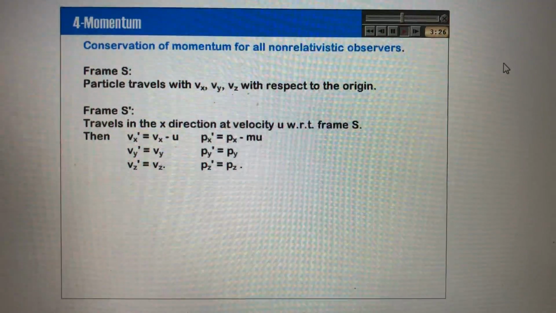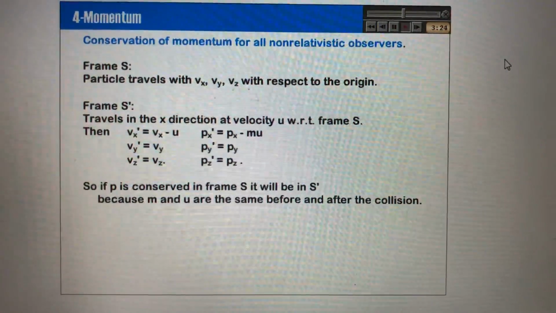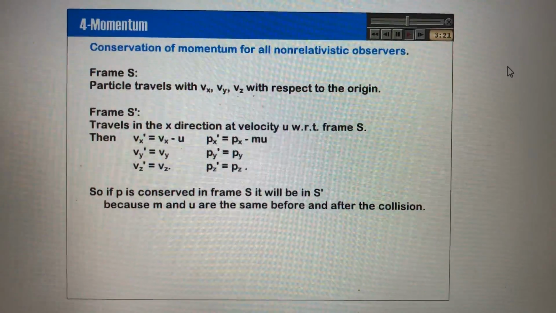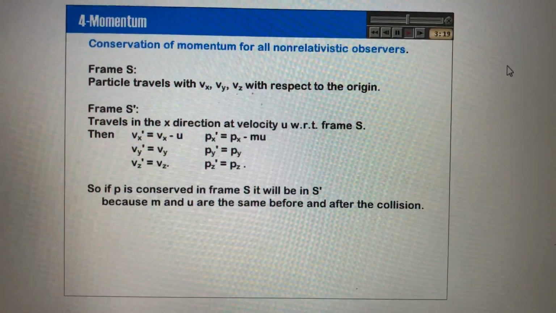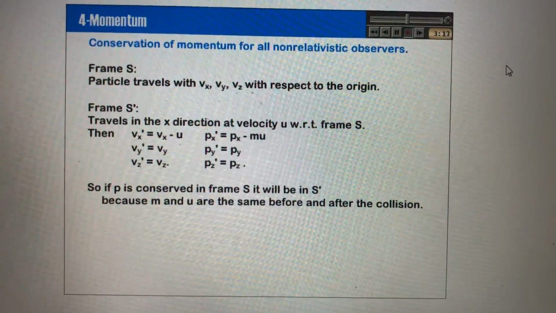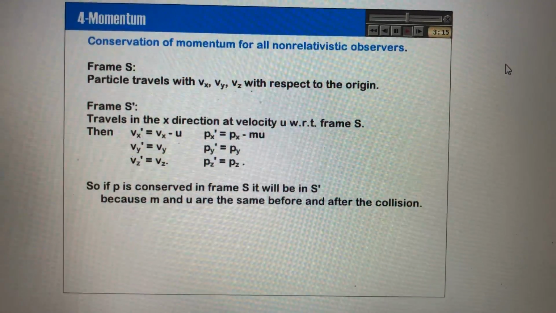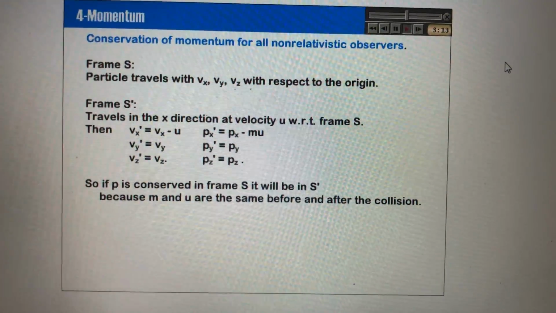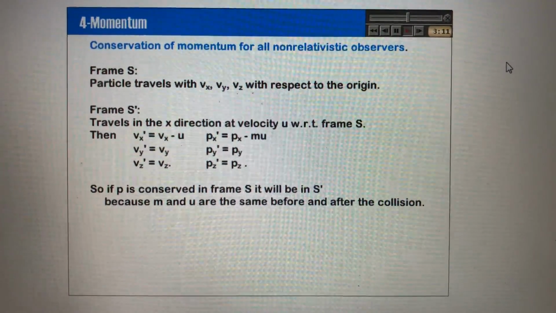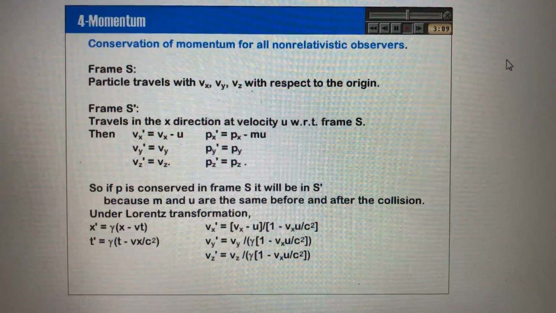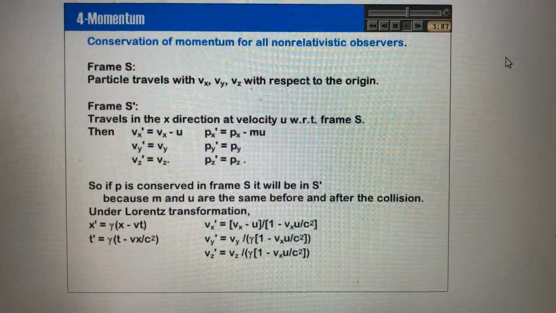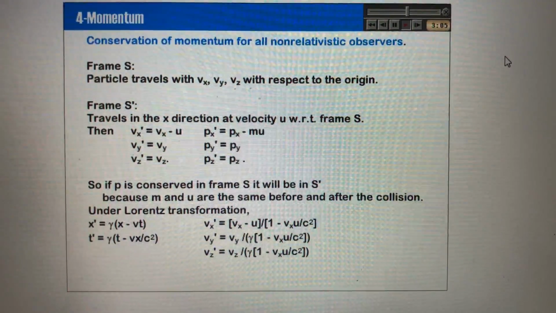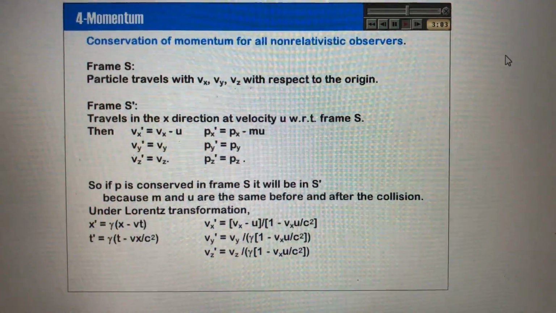Well, what we have here is what we knew before: if the momentum is conserved in frame S, it will be conserved in S prime classically, because m and u are the same before and after the collision. The reference frames continue to move at the same speed with respect to each other. But let's examine this 3-momentum under a Lorentz transformation, because that's the proper way to do it in terms of relativity. So if we're dealing with higher speeds, say u is not small compared to the speed of light.